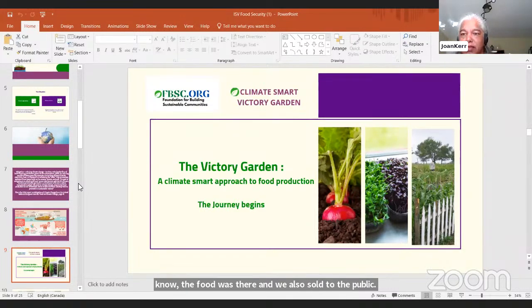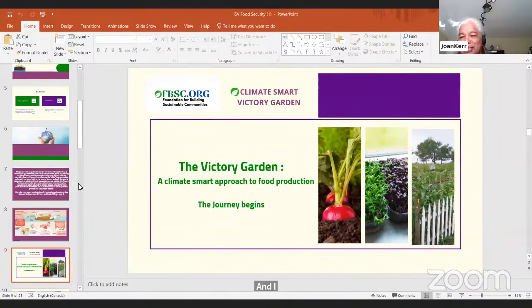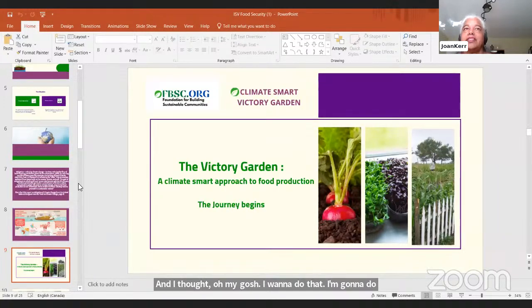And somehow that came back to me because, living in Canada, it's very different. And I thought, oh my gosh, I want to do that. I'm going to do that with this land. And of course, I said to everybody, oh, look at this. We can do something so wonderful with this. Forget the weeds. We can get rid of the weeds. We're going to build community, and we're going to donate food, and we're going to create community around food. And so that's what we did.